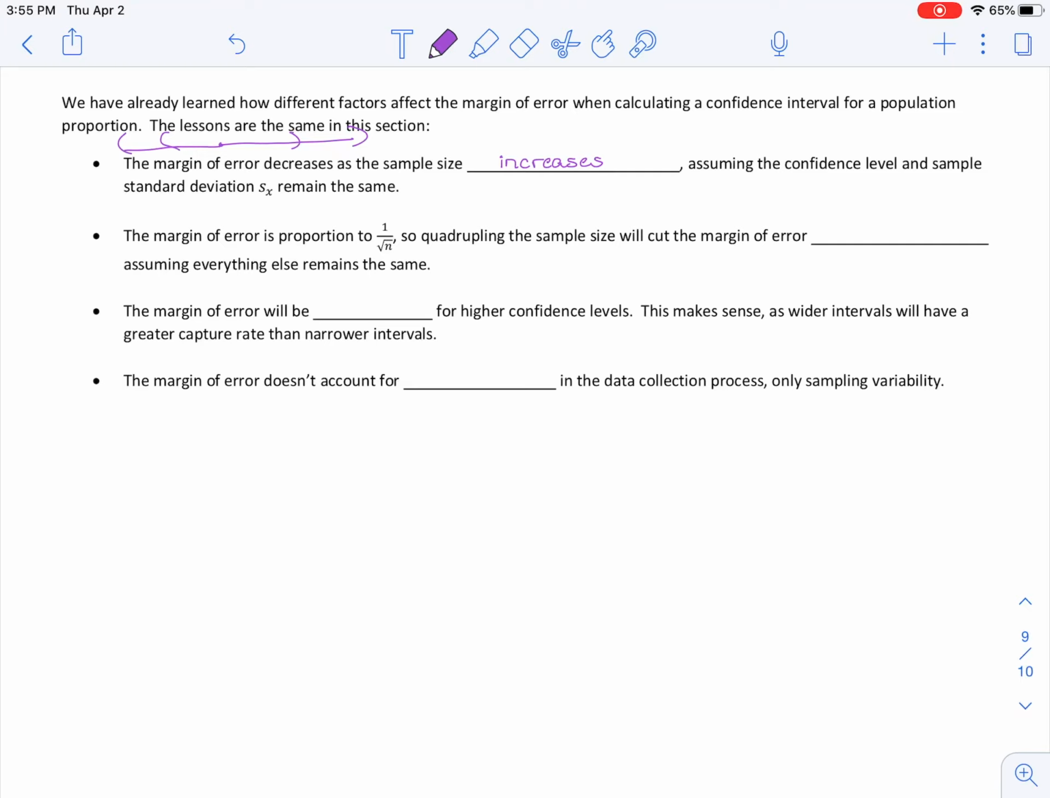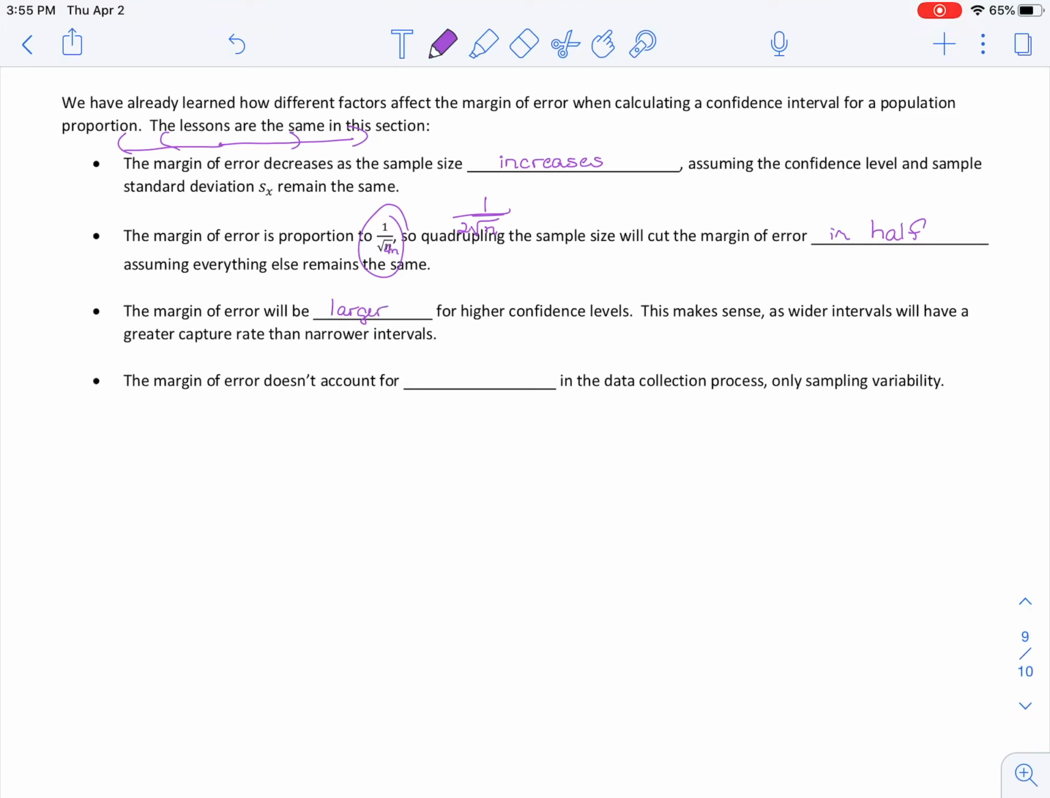The margin of error, excuse me, is proportional to 1 over root n. So if I quadruple the sample size, if I take this exact same expression and instead of n, I squeeze in a 4, we know the square root of 4 is 2. So I'd go back to the exact same thing, but there would be a 2 that I'm dividing by now. So it's going to cut our margin of error in half, as long as nothing else changes.